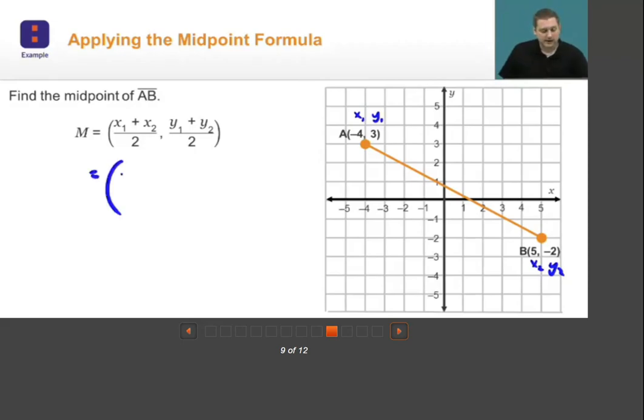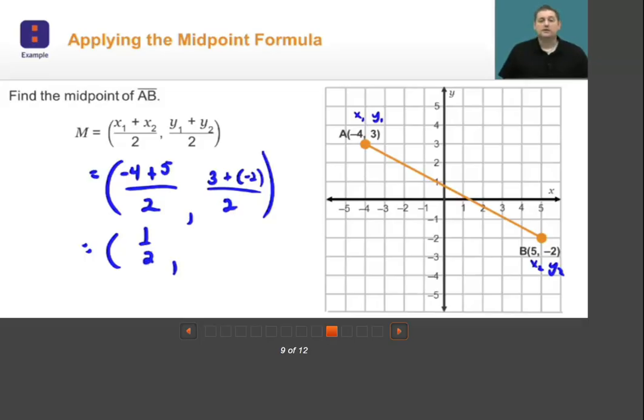Well, x sub 1 is a negative 4, and x sub 2 is 5. So we're going to add those two together and then divide by 2. And then y sub 1 and y sub 2, well, that would just be 3 added to a negative 2. And we would add those two together and divide by 2. Well, a negative 4 plus 5, that's 1. So 1 divided by 2, well, that's just 1/2. 3 plus a negative 2, well, that's also 1. And 1 divided by 2, once again, is 1/2. So we end up with a point 1/2, 1/2.